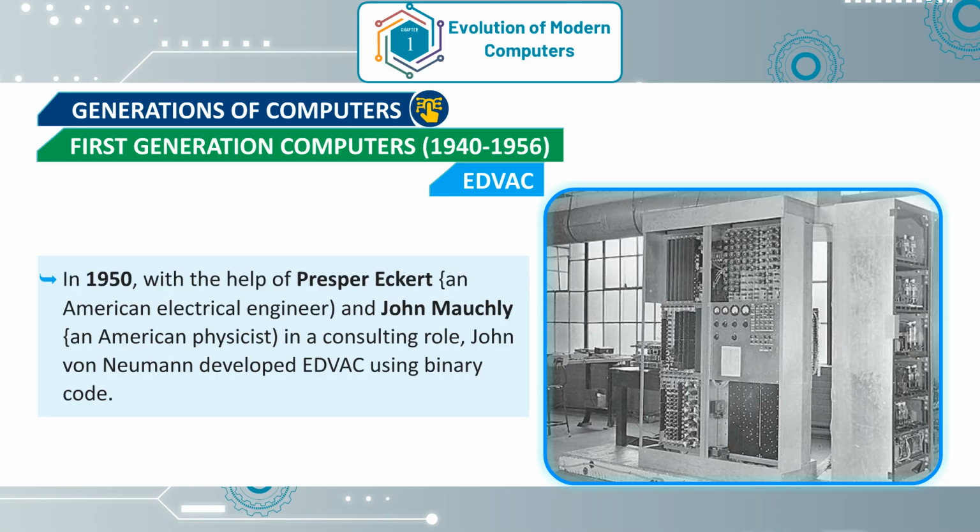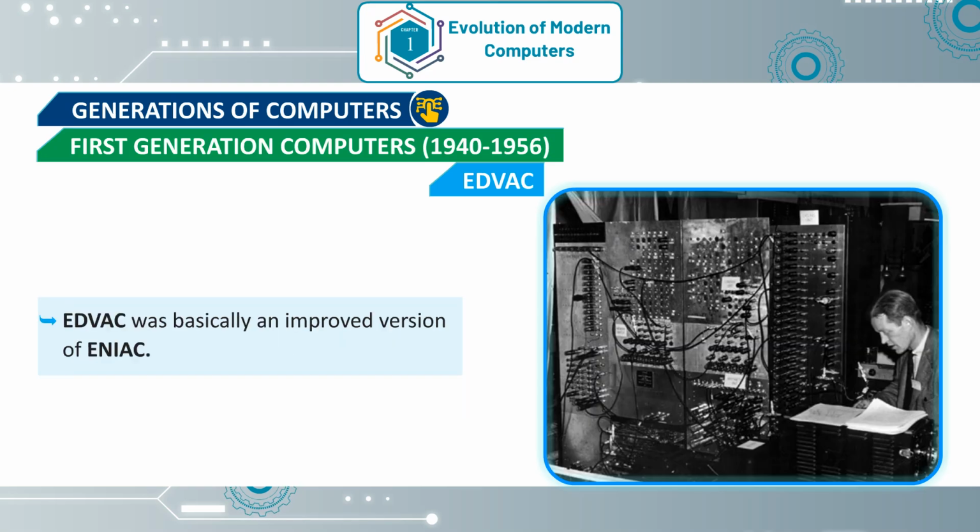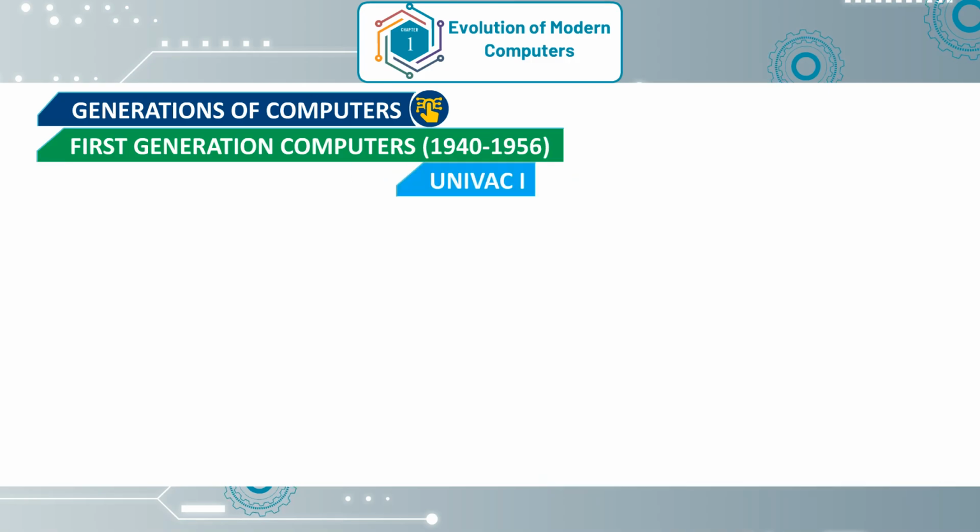In 1950, with the help of Presper Eckert, an American electrical engineer, and John Mauchly, an American physicist in a consulting role, John von Neumann developed EDVAC using binary code. EDVAC was basically an improved version of ENIAC.